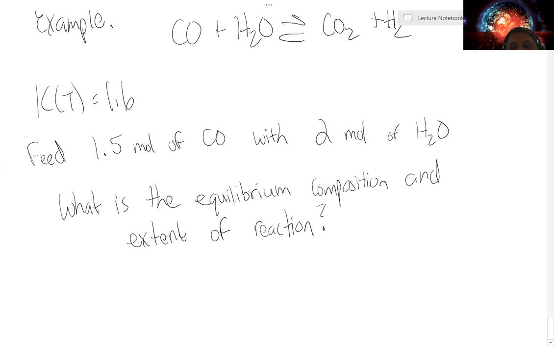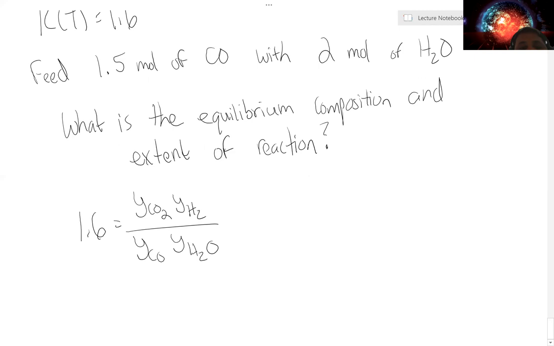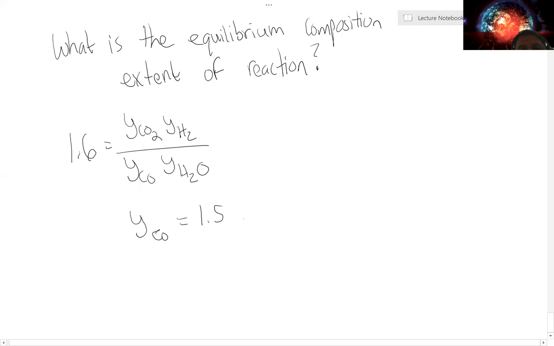So I can write that same mole fraction balance as earlier, where I have the mole fraction of CO2 times the mole fraction of hydrogen divided by the mole fraction of CO times the mole fraction of H2O. And I can set up the balance just like I did before, looking at a mole fraction of CO as 1.5 moles minus the extent of reaction over 3.5 moles.